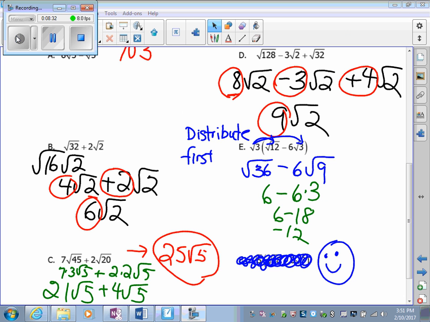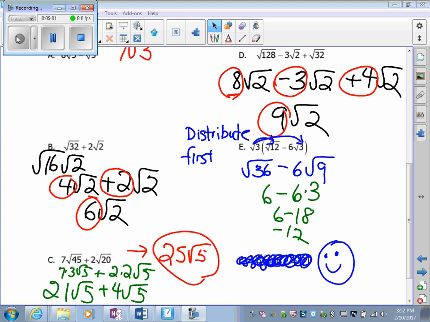Now come back and look at your answers. If you noticed in D, I simplified everything, and then I circled 8 minus 3 plus 4. Since the radicands were all the same, all you do is add the coefficients in front. On example B, I have 32 again. 32 simplifies to 4 radical 2, plus 2 radical 2 gives me 6 radical 2's.